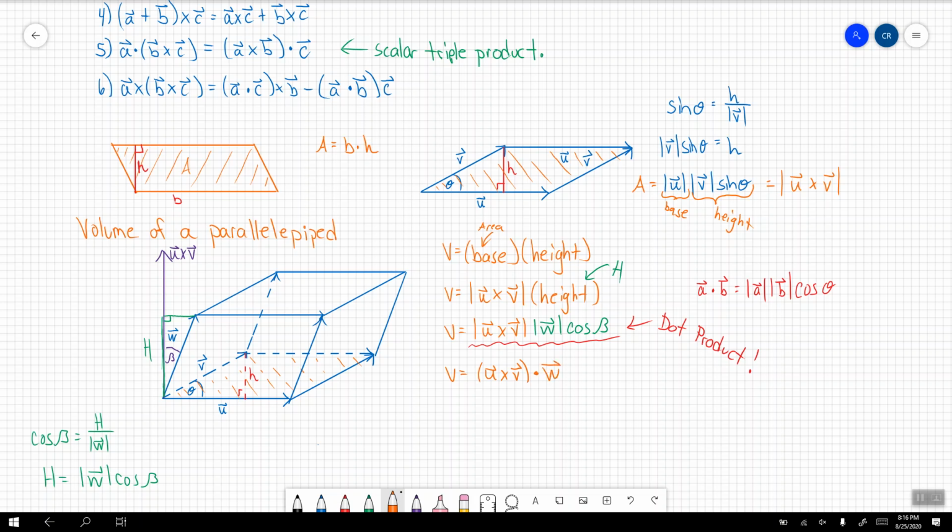But this is going to produce a scalar, and scalars can be negative. So we're going to bypass that being negative because we're talking about a volume. We're going to make this always positive. Therefore, we can automatically conclude that this scalar triple product will produce a volume for a parallelepiped. Remember I said it was cool? There's the coolness factor.